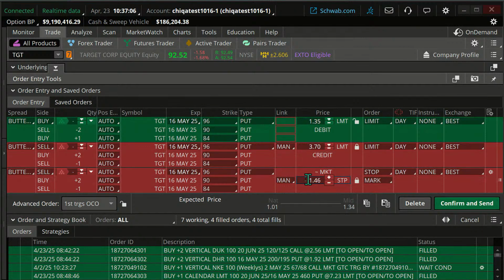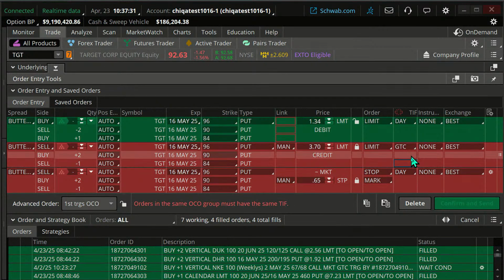And our stop, I'm going to put it at 50%. So I'm going to put at half of our initial debit of 162. Half of 130 is about 0.65. There we go. And those are going to be good till canceled.